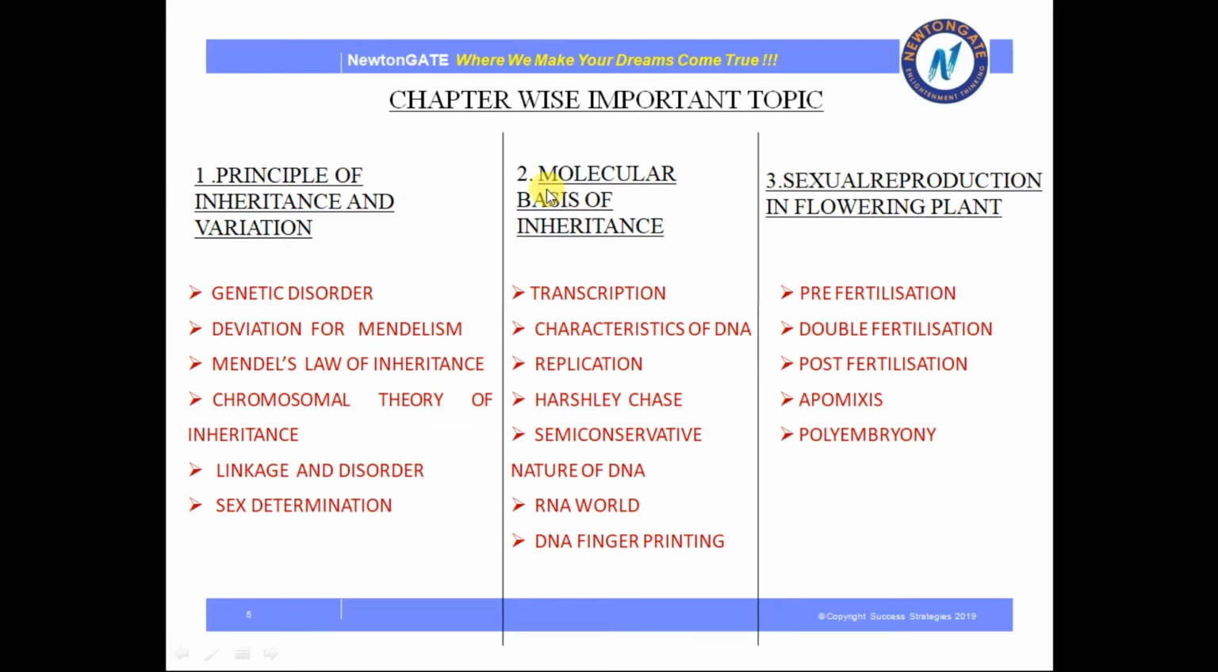Under the chapter Molecular Basis of Inheritance: transcription, characteristics of DNA, replication, the Hershey-Chase experiment, semi-conservative nature of DNA, RNA world, and DNA fingerprinting. These topics need to be covered. Then comes sexual reproduction in flowering plants. Under this chapter: pre-fertilization events, double fertilization, post-fertilization events, apomixis, and polyembryony. These topics need to be studied.